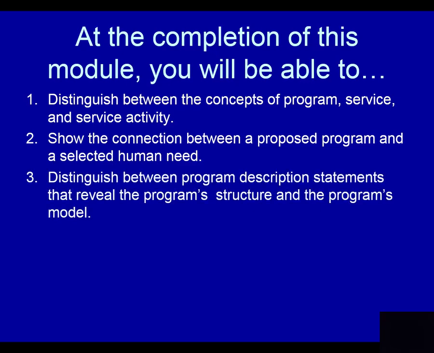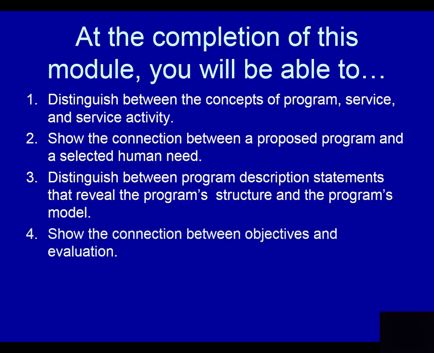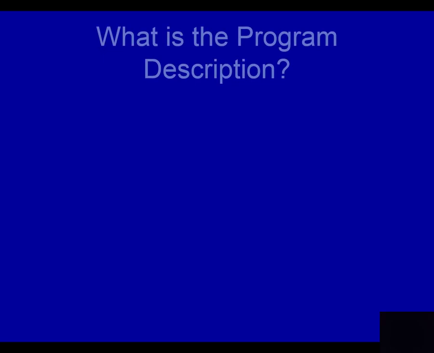Number 3, distinguish between program description statements that reveal the program structure and the program's model. These are a couple of the kinds of things that help you show what you're doing so that the reader has a good vision of what that looks like. Number 4, show the connection between objectives and evaluation. You should have an evaluation mechanism for the measurement of the objectives that you are proposing to achieve.